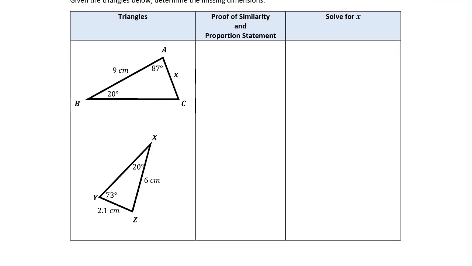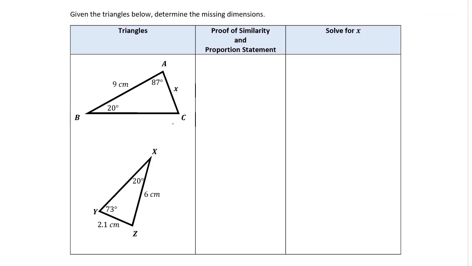Given the two triangles below, determine the missing dimensions. Before we can state that these two triangles are similar, we need to show that each of the corresponding angles are equal. And before we can do that, we need to determine what each of the angles are in each of the triangles. In triangle ABC, we can see that angle C is missing. Again, we know that if we subtract the two given angles away from 180, we'll be able to determine the missing angle. We have 87 plus 20, which is 107, and when we subtract that away from 180, we're left with 73 degrees. So we know that angle C is 73 degrees.